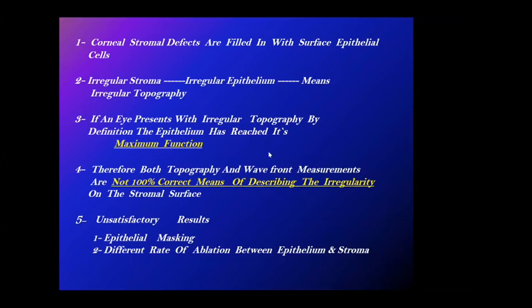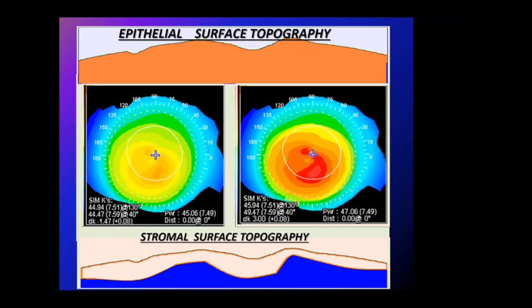Also, another point: not only is epithelial masking a problem, there is a different rate of ablation between epithelium and stroma. Once you apply your laser, the ablation rate on the stroma is different from the ablation rate on the epithelium. Now, this is the same eye, the first picture with the epithelium on, and here with the epithelium off. If you look carefully at the K readings, 45. But once you remove the epithelium, it is 47. How come? Because you exposed the sharp cone. Also, look at the astigmatism with the snow again. It is 1.5. When you expose it, it's about 3 degrees of astigmatism.